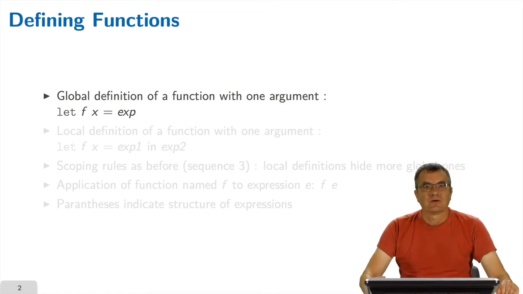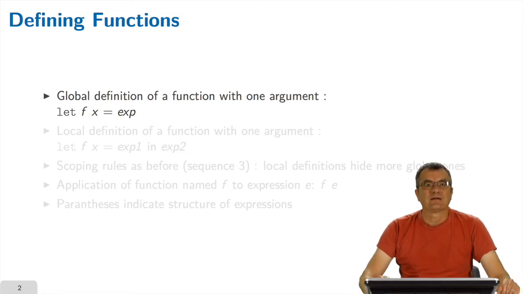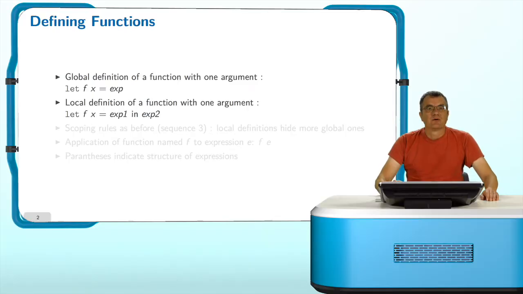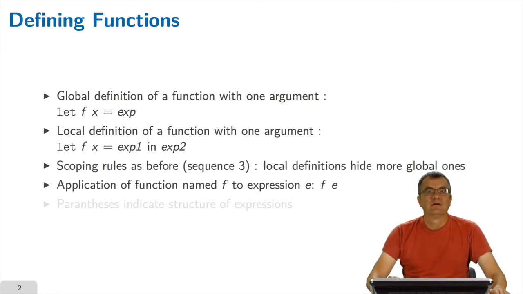Now, in order to define a function f, let's say with one argument, you would just write down let f x equals expression, and the expression would be the body of the function, which in general, of course, would use its parameter x. You can also write down a local definition with a scope delimited to expression 2, and you would write it like let f x equals expression 1, its body, in expression 2, its scope. The scoping rules are precisely the same as we have seen in the last sequence, which means that local definitions always take priority over more global definitions.